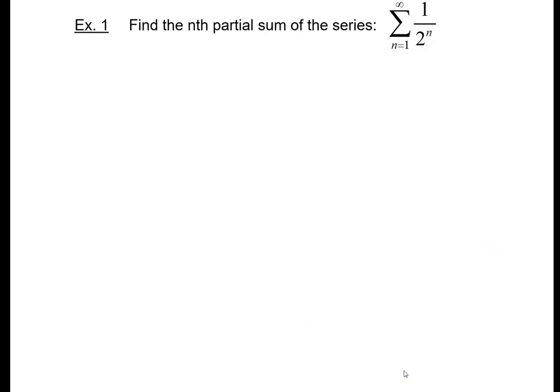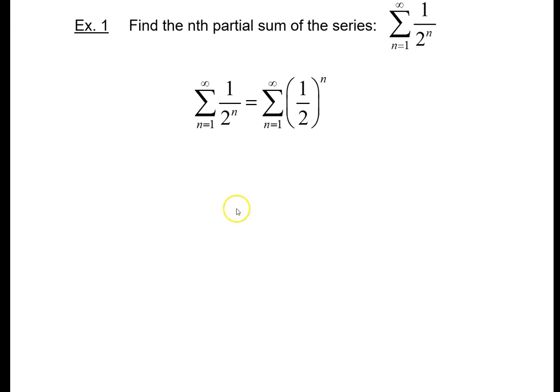So let's do an example. This says find the nth partial sum of this series. So we've got the sigma of 1 over 2 to the n from 1 to infinity. So we have an infinite sum here, and they want us to come up with an expression for the nth partial sum. So let's look at another way of writing this, just for some clarity, and we'll see why we're doing this later. Note that we could express this 1 over 2 to the n as 1 over 2, quantity to the n power. And again, I'll show you why we're doing that in a few minutes.